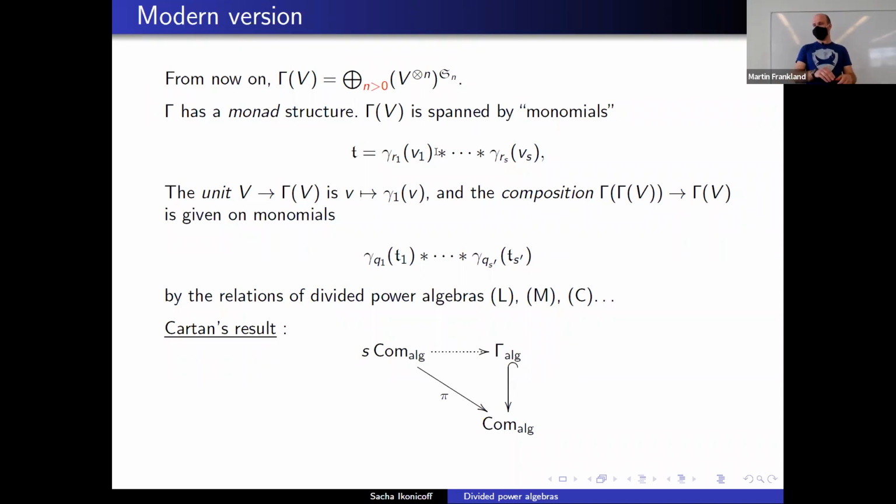So to give a unit from V to gamma V, I'm just going to send every element of V to gamma 1 of itself. And now to create a composition, what I need is to take divided power monomials of divided power polynomials. So imagine that in this big expression, all the T1 to Ts primes are themselves divided power polynomials, so sums of things of that type. And well, you have a product of divided powers of sums of products of divided powers, but this satisfies some relations that I showed you earlier.